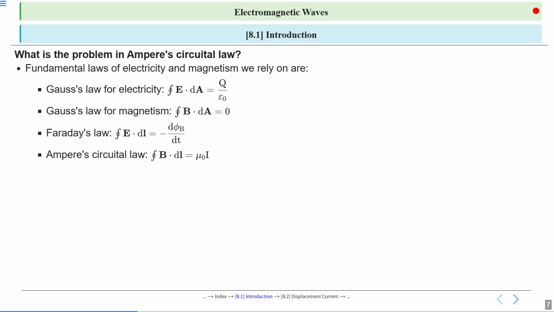So these are the four basic fundamental laws of electricity and magnetism on which we rely in the entire chapter.